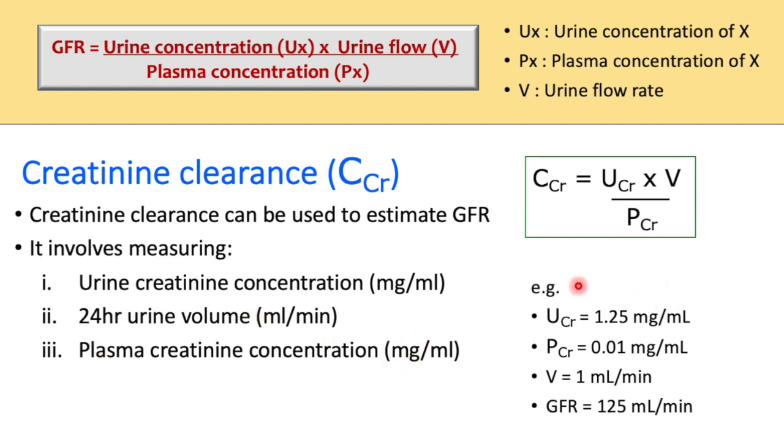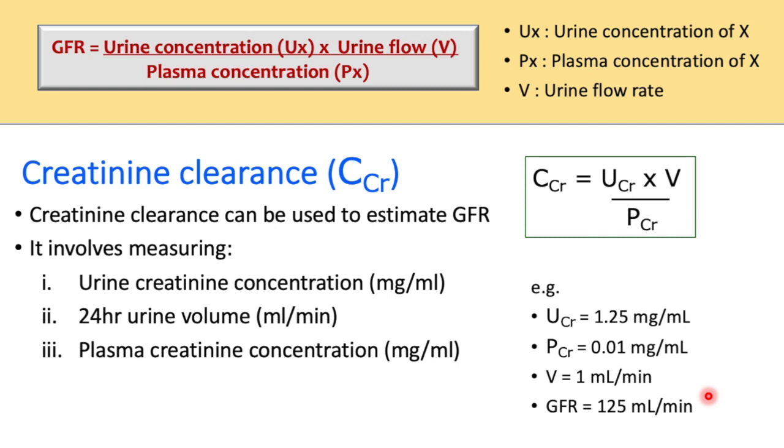So for example, the creatinine in the urine is 1.25 mg per milliliter, creatinine in the plasma is 0.01 mg per milliliter, and the urine flow rate is 1 milliliter per minute. So GFR is 125 milliliters per minute.